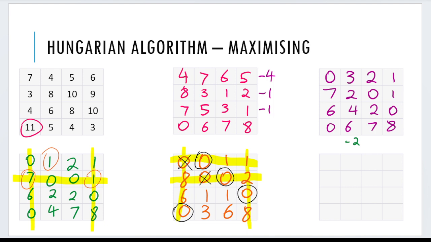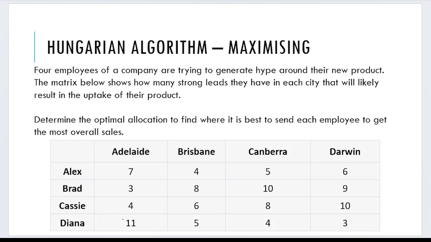Now, if we transcribe that onto our original matrix, we can see that we have an allocation, which means that our optimal allocation is to send Diana to Adelaide, Alex to Brisbane, Brad to Canberra, and Cassie to Darwin. That's going to result in the most overall sales. And if we add all of these together, we get 11 plus 4, which is 15, plus 10 plus 10 gives us 35 potential sales. And that is our maximum amount.